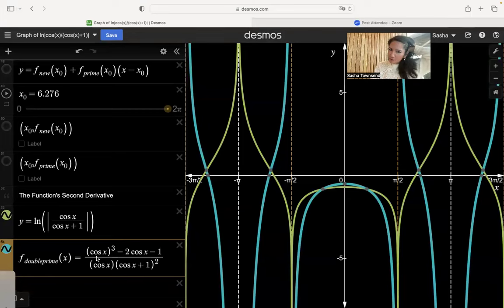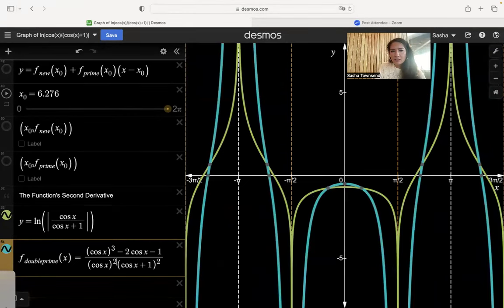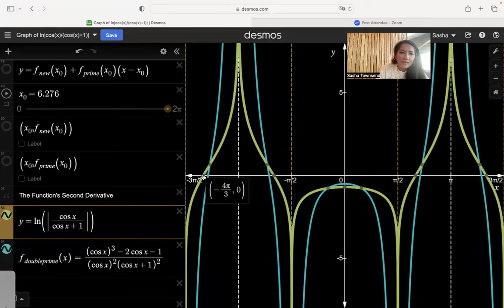Okay, so when we look at the formula in Desmos, the signs in the numerator were correct, but I forgot to square both factors in the denominator. That cosine should be squared. Now I think we've got the correct second derivative. So at this point, negative 4.05 approximately, the graph changes from, or the second derivative, oops, I'm sorry, I'm looking at the wrong graph. At this point, negative 4 pi divided by 3.